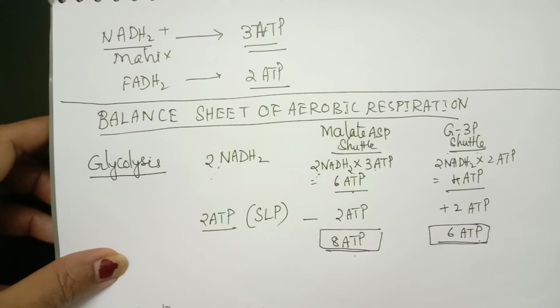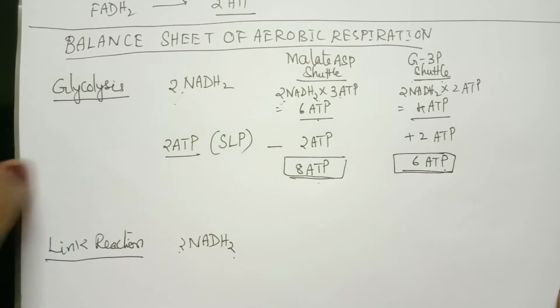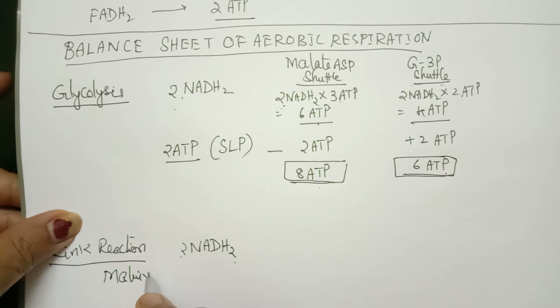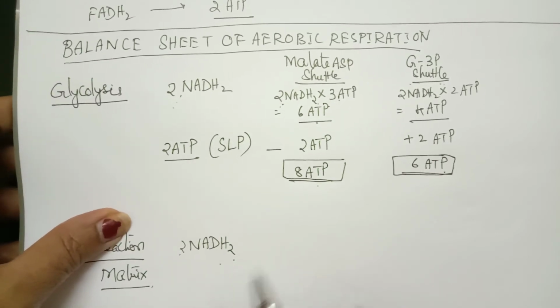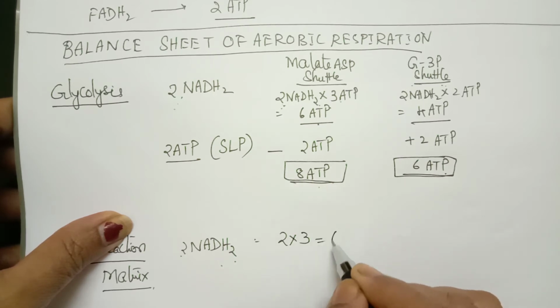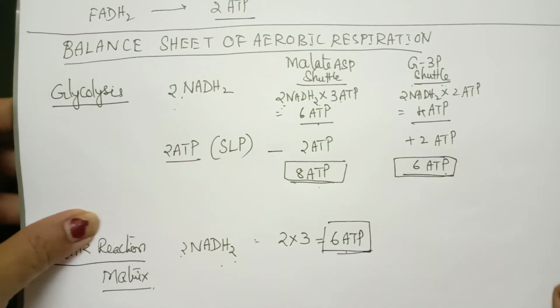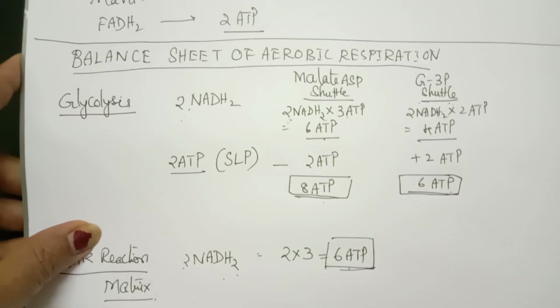Now, 2 NADH2 are formed in link reaction, and link reaction is taking place in the matrix. So, these 2 NADH2 in the matrix will give rise to 2 into 3, that is equal to 6 ATP. Due to link reaction, 6 ATP are formed. Now, let us see in Krebs cycle how many ATP are formed.